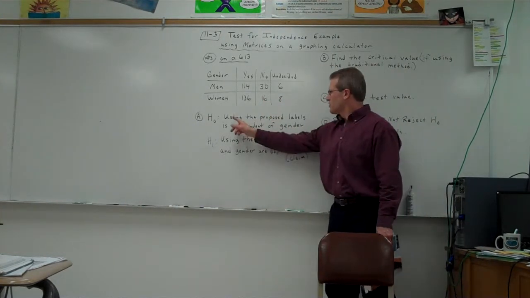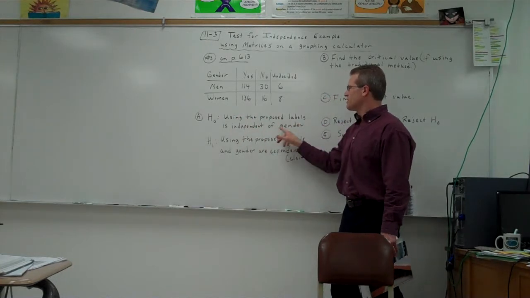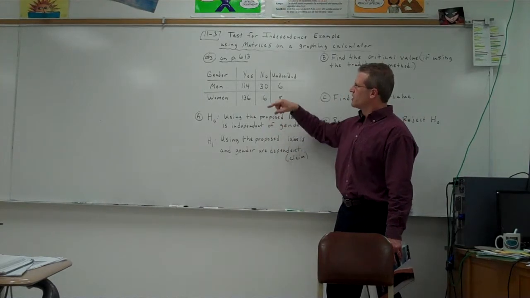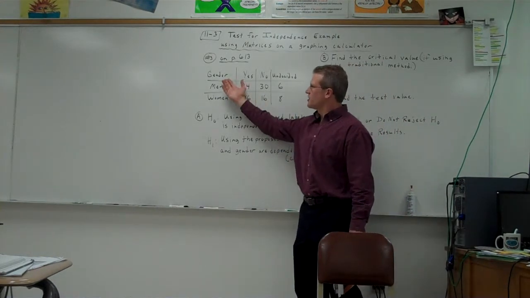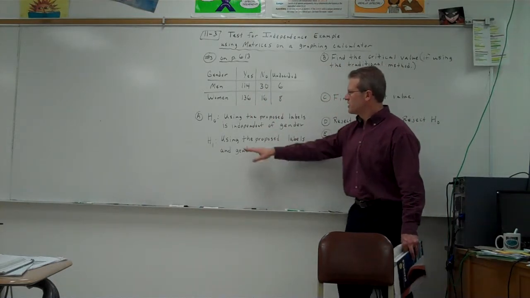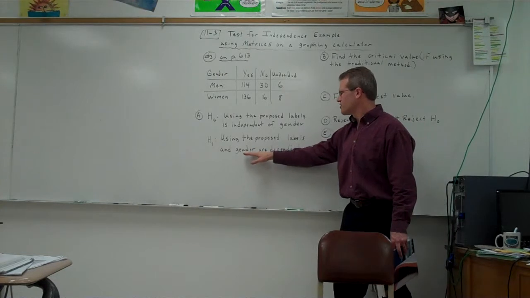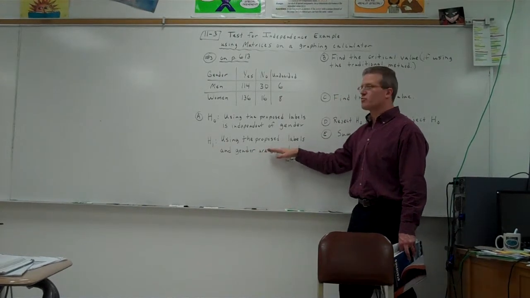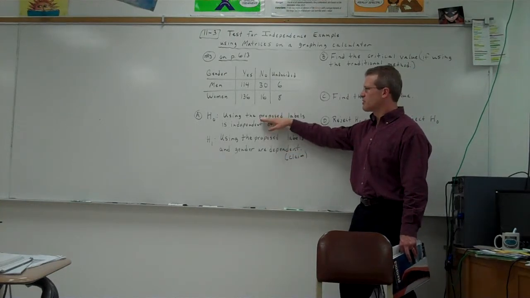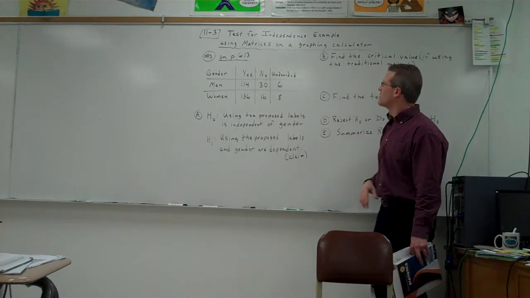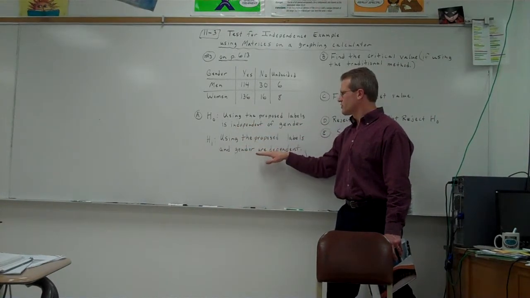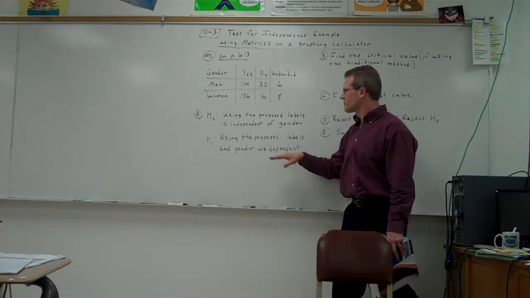Here's our null: using the proposed labels is independent of gender. In other words, independent means there would be no relationship between your gender and whether or not you'd use these labels. The alternative would be that using the proposed labels and gender are dependent, or you could say are related. Independent means not related, this means related. You're always going to say either independent or not related in the null. In the alternative, you're either going to say dependent or that they're related.